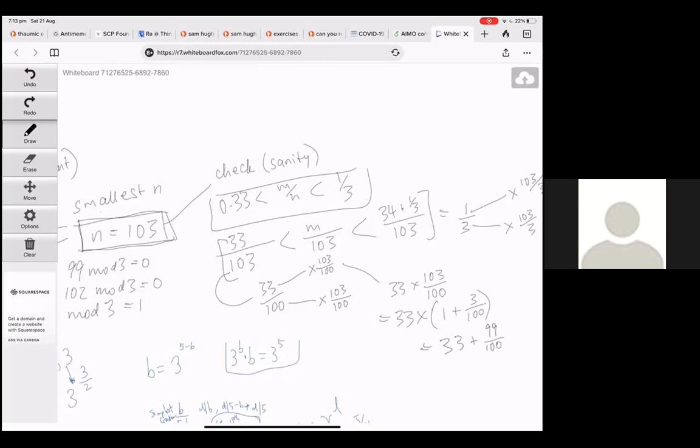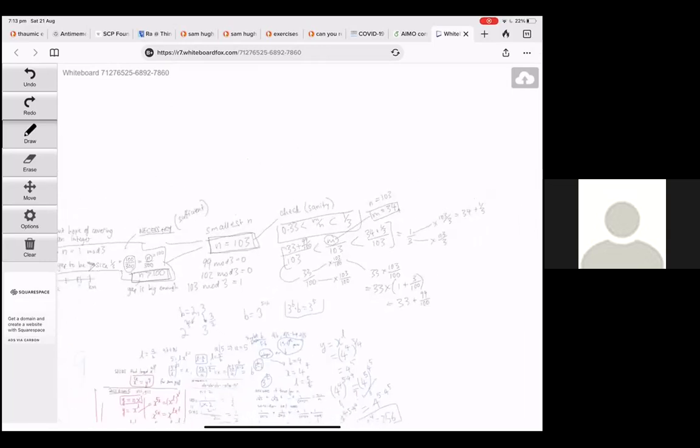So as you can see, we've just made our gap big enough in order for us to be able to squeeze this integer value m in between these numbers. So the integer that lies between 34 plus 1/3 and 33 plus 99 on 100 is m equals 34. So that means if n is 103, then m is equal to 34.